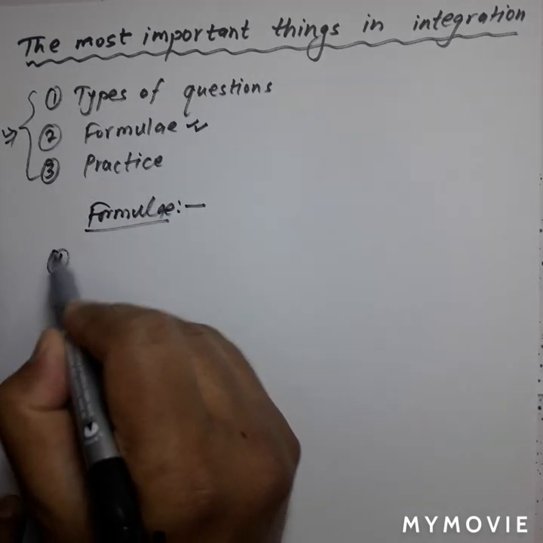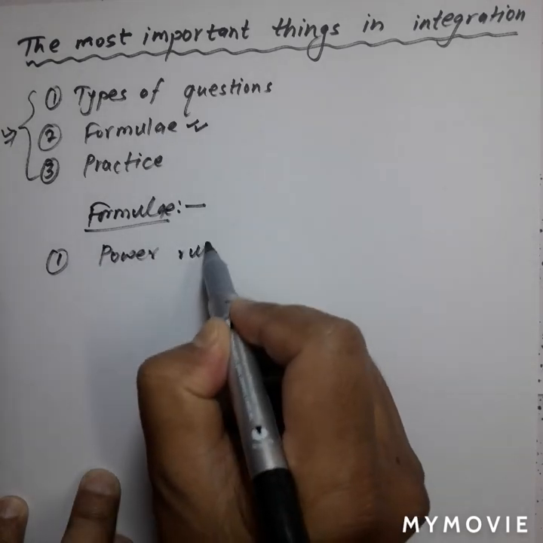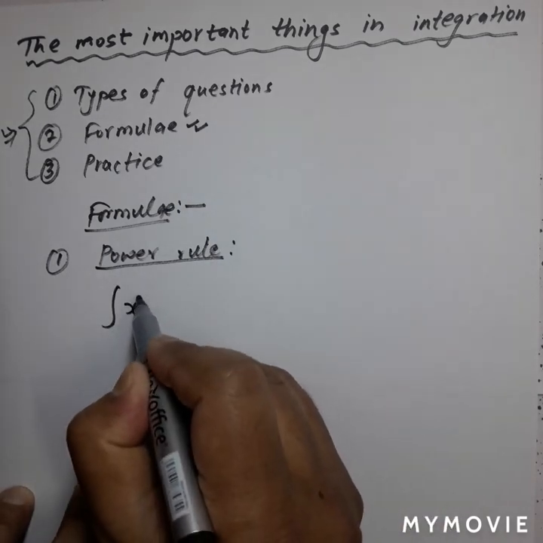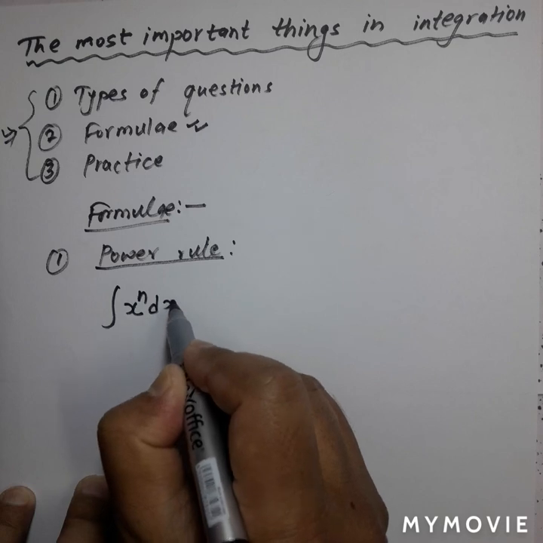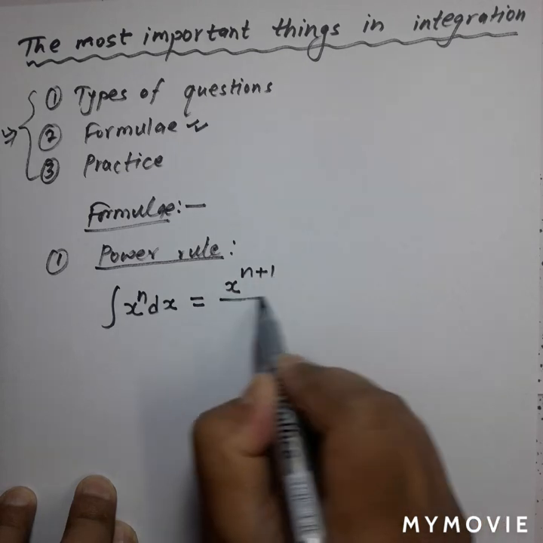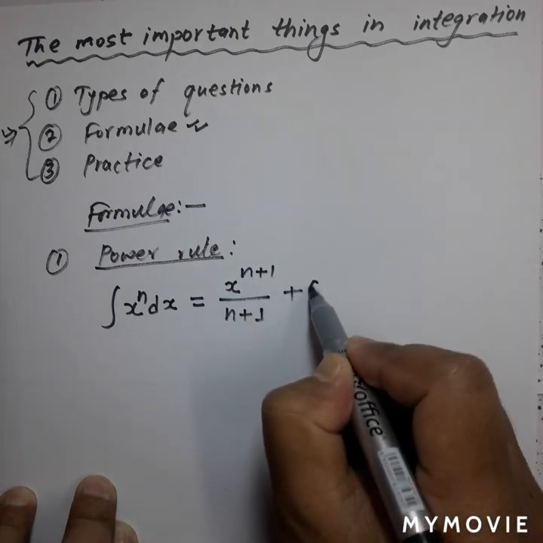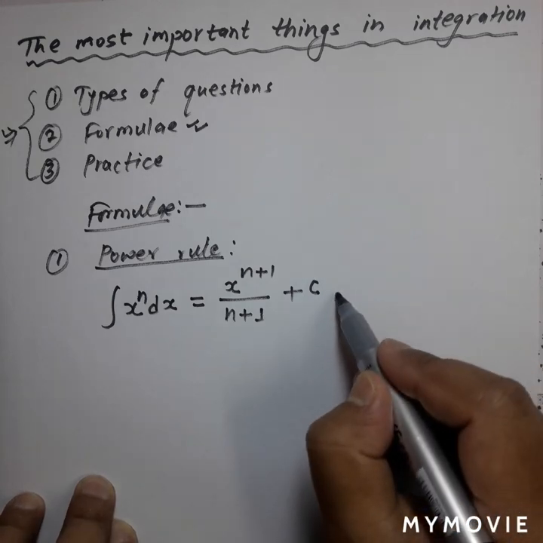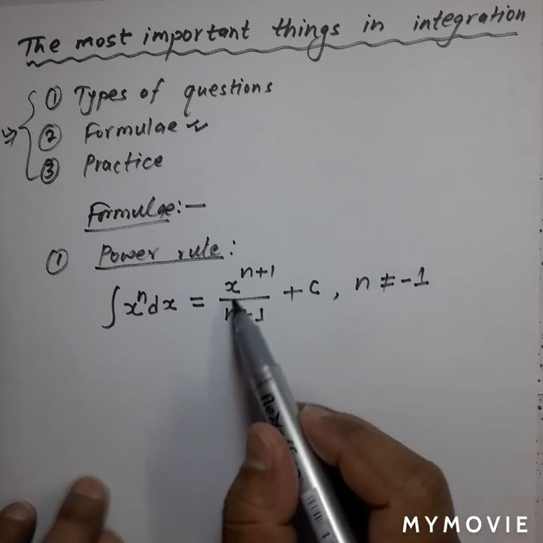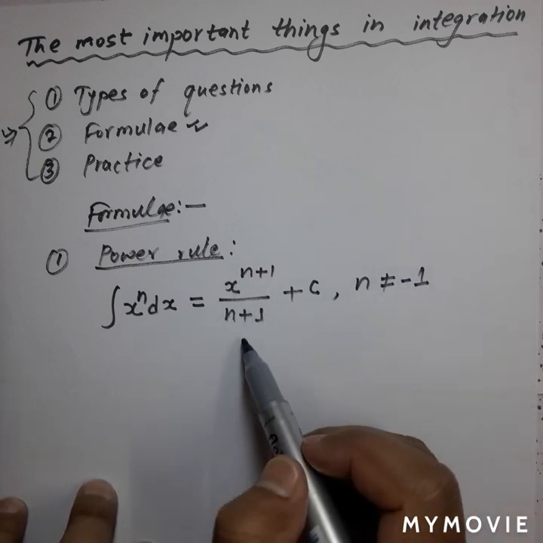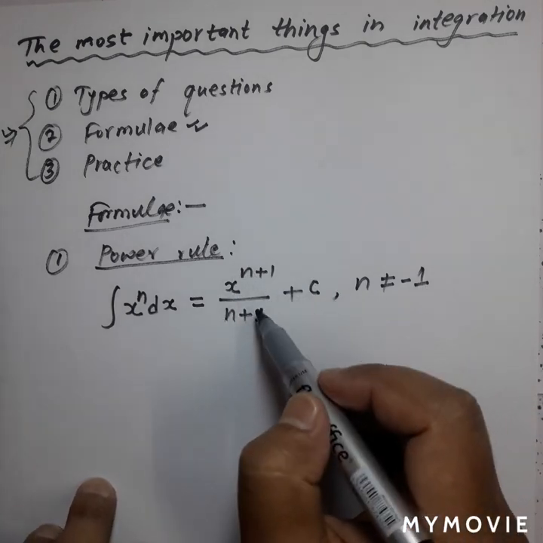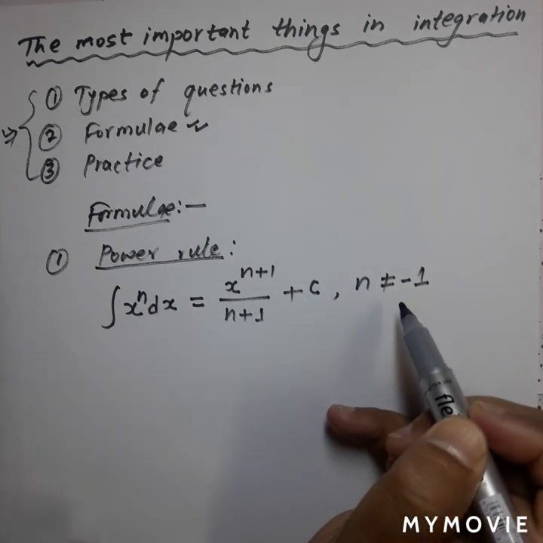The first formula is the power rule. In this formula, the integration of any variable's power n with respect to that variable x is x to the n plus 1 by n plus 1 plus some arbitrary constant. And here n should not be minus 1, because if n is minus 1, then something by 0 is undefined, because minus 1 plus 1 becomes 0. So n should not be minus 1 here.